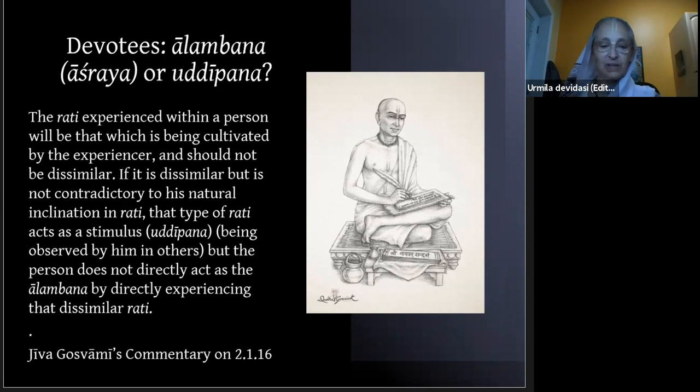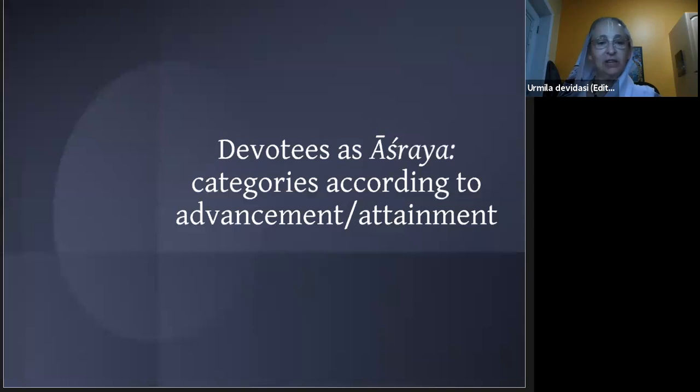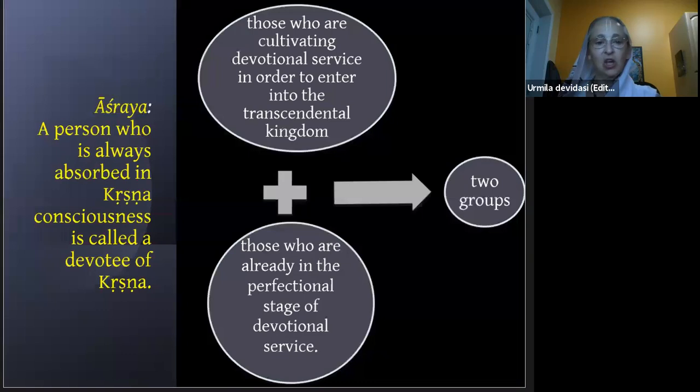Okay. So we're going to look now at the category of ashraya according to advancement and attainment. In this first half of the class, we're going to look at all but the nityasiddhas. We'll look at the nityasiddhas in the second half. So there are basically two big categories. One category is the sadhakas, those who are not yet perfect. And the other category is those who are already perfect. And then there are three subcategories of them.